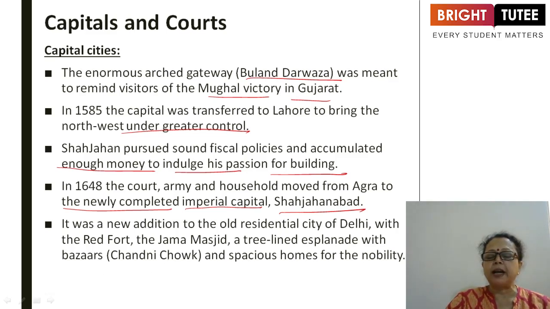It was a new addition to the old residential city of Delhi, with the Red Fort, the Jama Masjid, a tree-lined esplanade with bazaars, that is Chandni Chowk. Nowadays also it is there in Delhi, and spacious homes for nobility. So these were the works done by Shah Jahan during his time period.